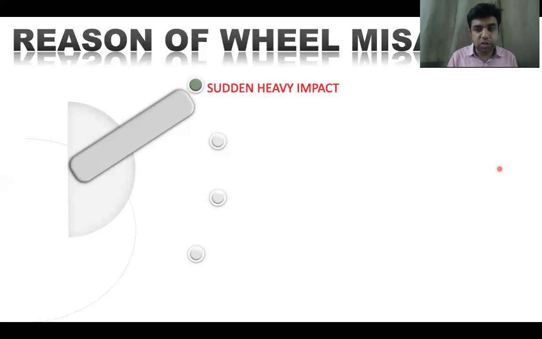Some of the reasons for wheel misalignment is a sudden heavy impact which the vehicle may have faced. If it had been in an accident, there may be some impact which has been transmitted to the wheel part, and that actually results in wheel misalignment.